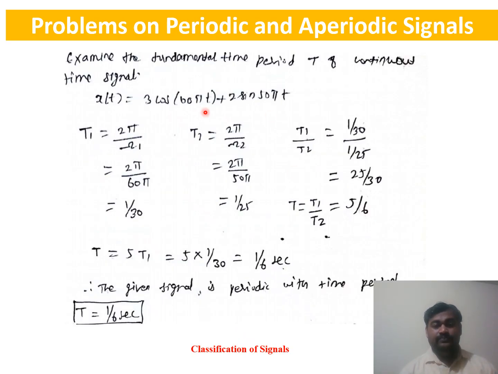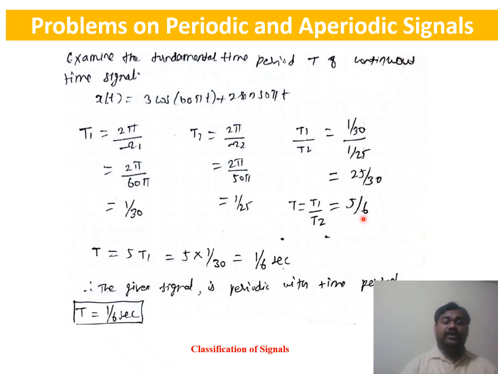One more example, x of t equal to 3 cos of 60 pi t plus 2 sin of 50 pi t. You have multiples of t, two of them, so you have two frequencies. One frequency 60 pi, another frequency 50 pi. To find T1 equal to 2 pi by omega 1, T2 equal to 2 pi by omega 2, substitute here, cancelling, 1 by 30, 1 by 25. You have to find the ratio of T1 by T2, 1 by 30 divided by 1 by 25. After simplification, you will be getting 25 by 30. Cancelling with 5, it is 5 by 6.